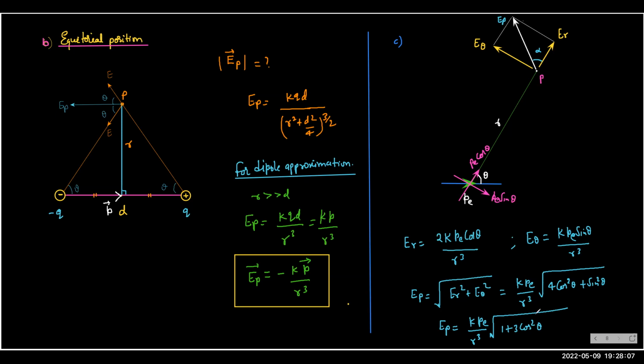The thing they will ask you further is finding the alpha angle, which is not very difficult. Can you find the alpha angle? Yes, sir. So what will be tan alpha? Tan of alpha will be E theta by E r. Excellent. So I'm writing here.